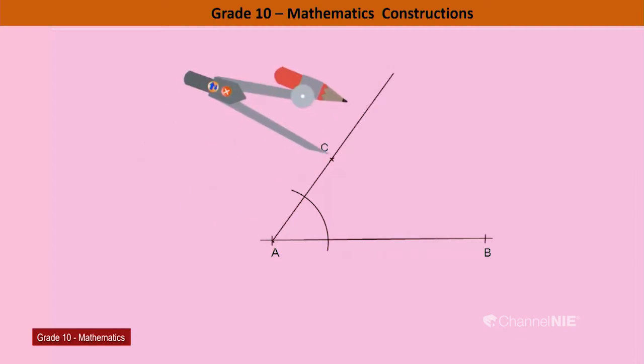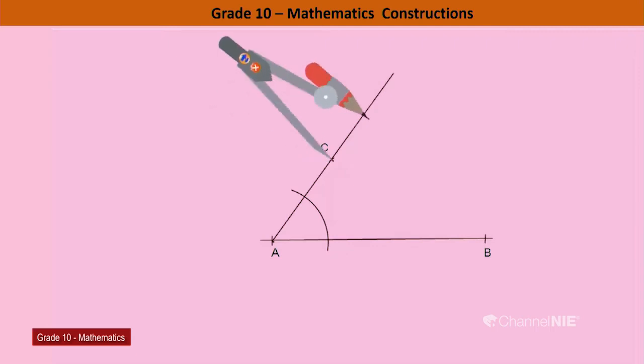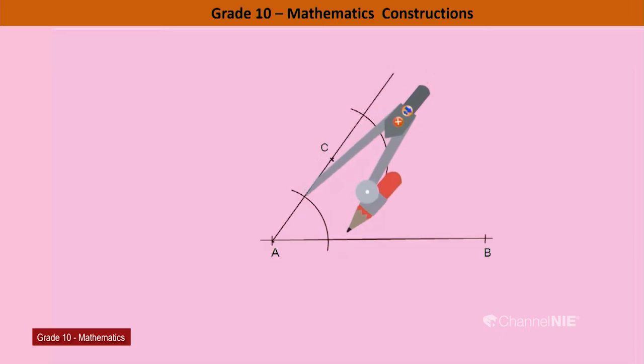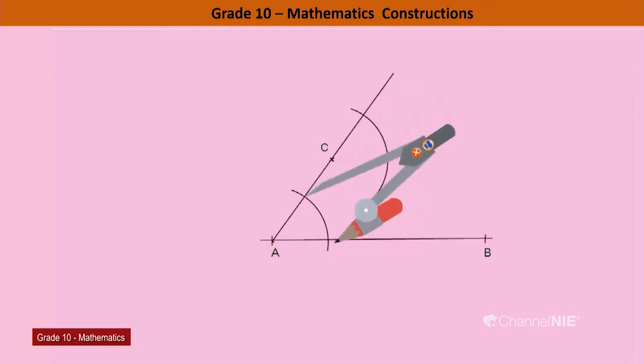Construct any arc, do not change the radius, keep the steel point on C. Construct an arc, take the center as C. Next, we can take the length between the 2 points. So, we are going to measure the distance between the 2 points. So, let us try to copy this arc.